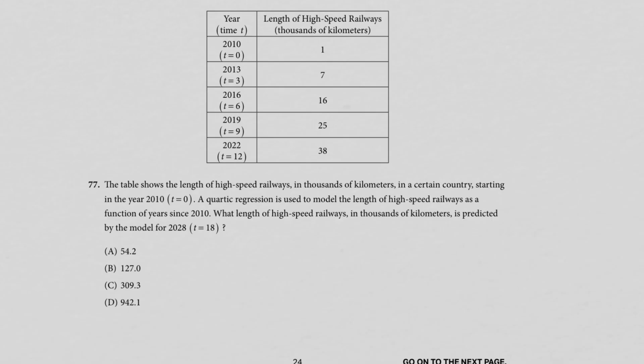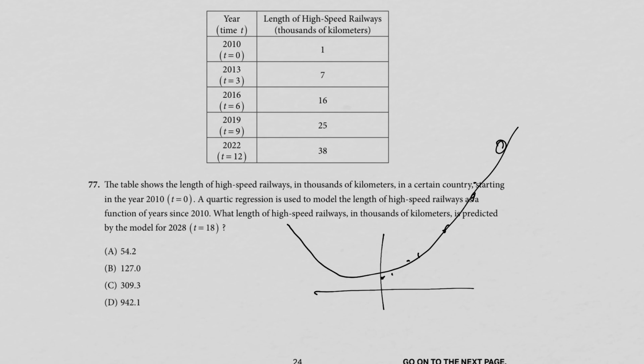Question 77. This table shows the length of a high-speed railways in thousands of kilometers, in a certain country, starting in the year 2010. A quartic regression is used to model the length of the high-speed railways as a function. What length is predicted? So a quartic regression basically means that if you were to graph these points, 0, 1, 3, 7, something like that, there would be some kind of curve that would come close to these points.